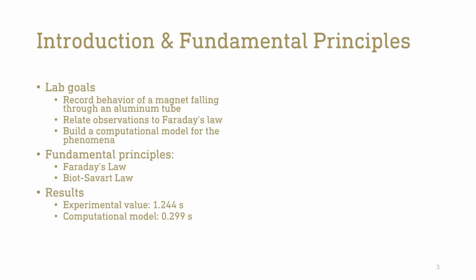Goals are to record the behavior of a magnet falling through an aluminum tube, a phenomenon known as magnetic braking. Then the observed behavior will be related to Faraday's law, and finally a computational model of the phenomena will be created. The fundamental laws used in this lab are Faraday's law and Biot-Savart's law. It was found that the magnet took 1.244 seconds to fall through the tube, while the model predicted that it would only take 0.299 seconds.